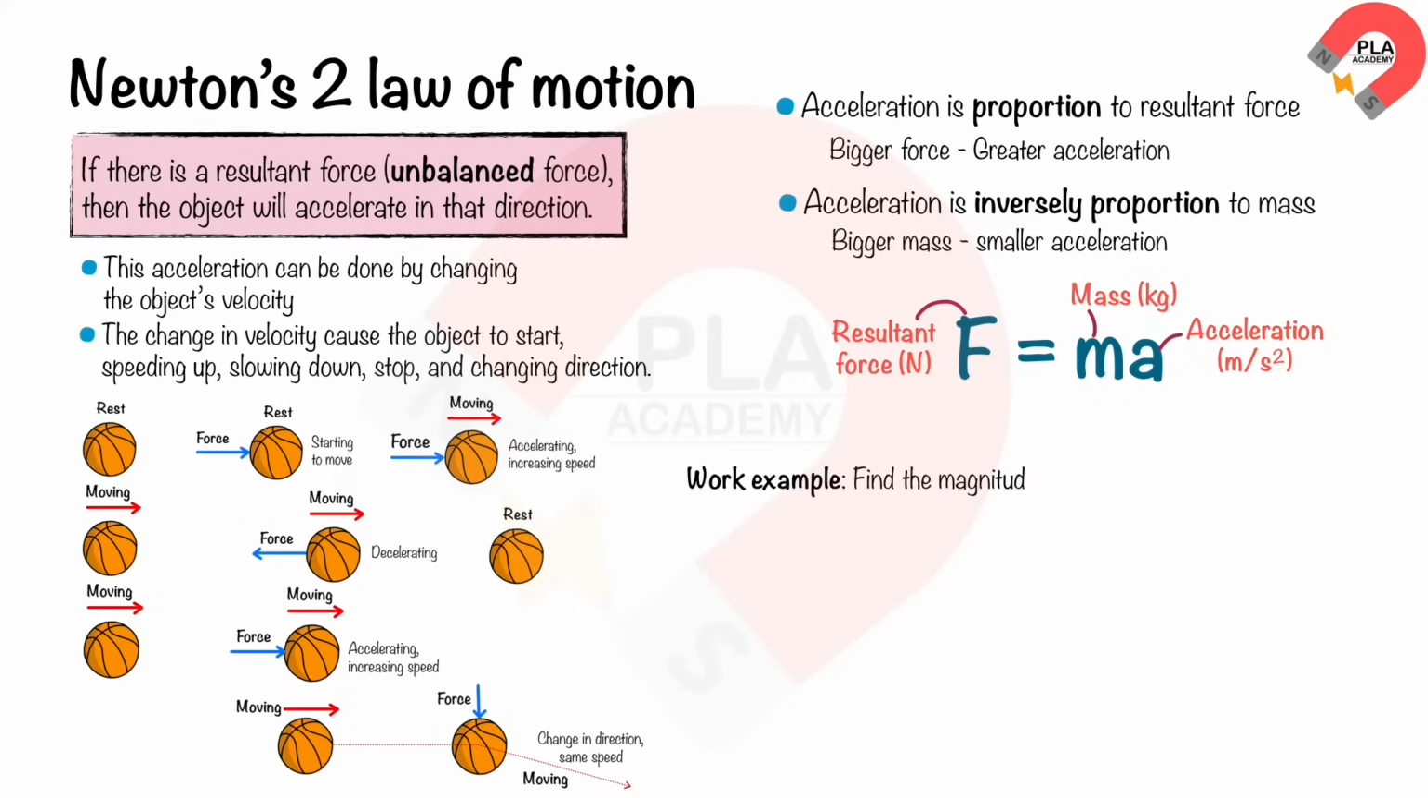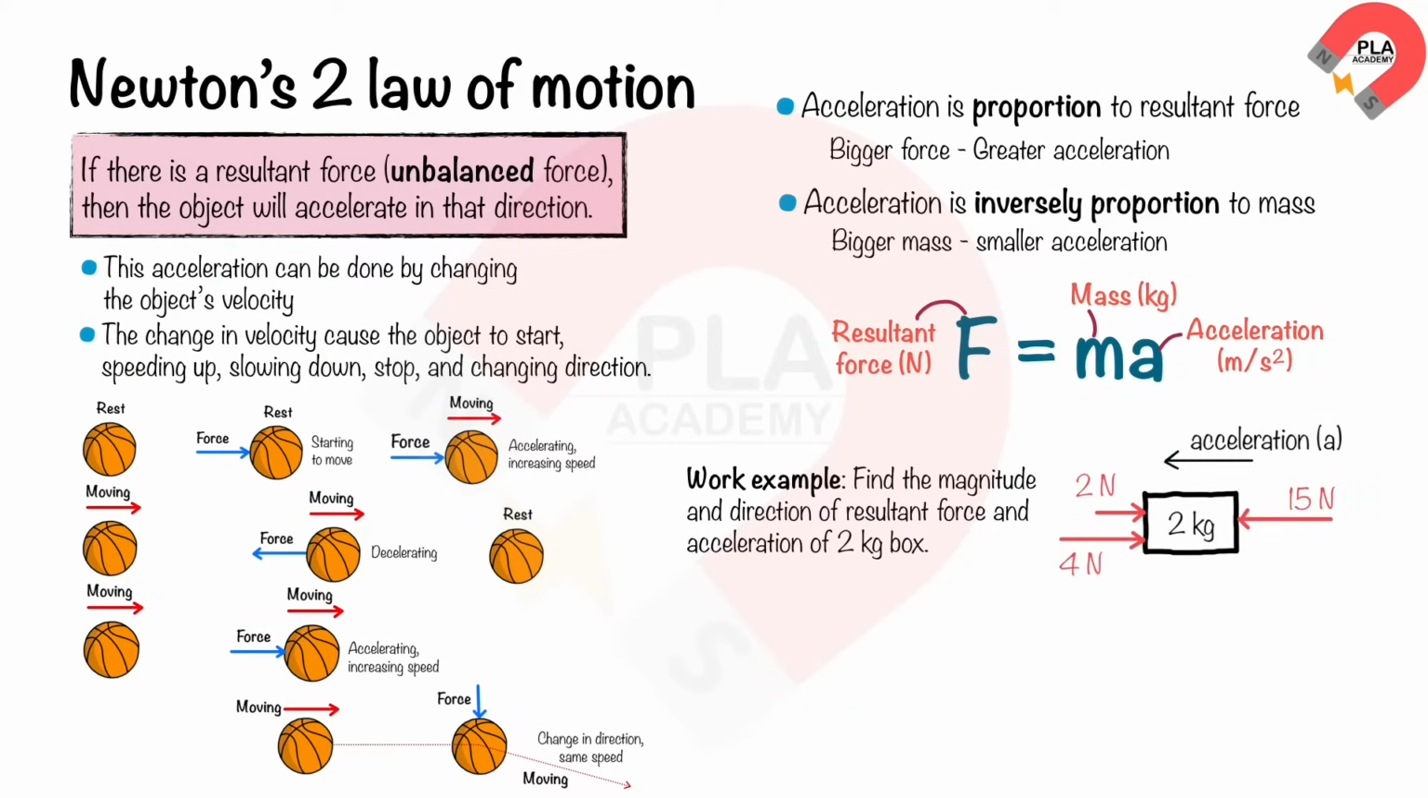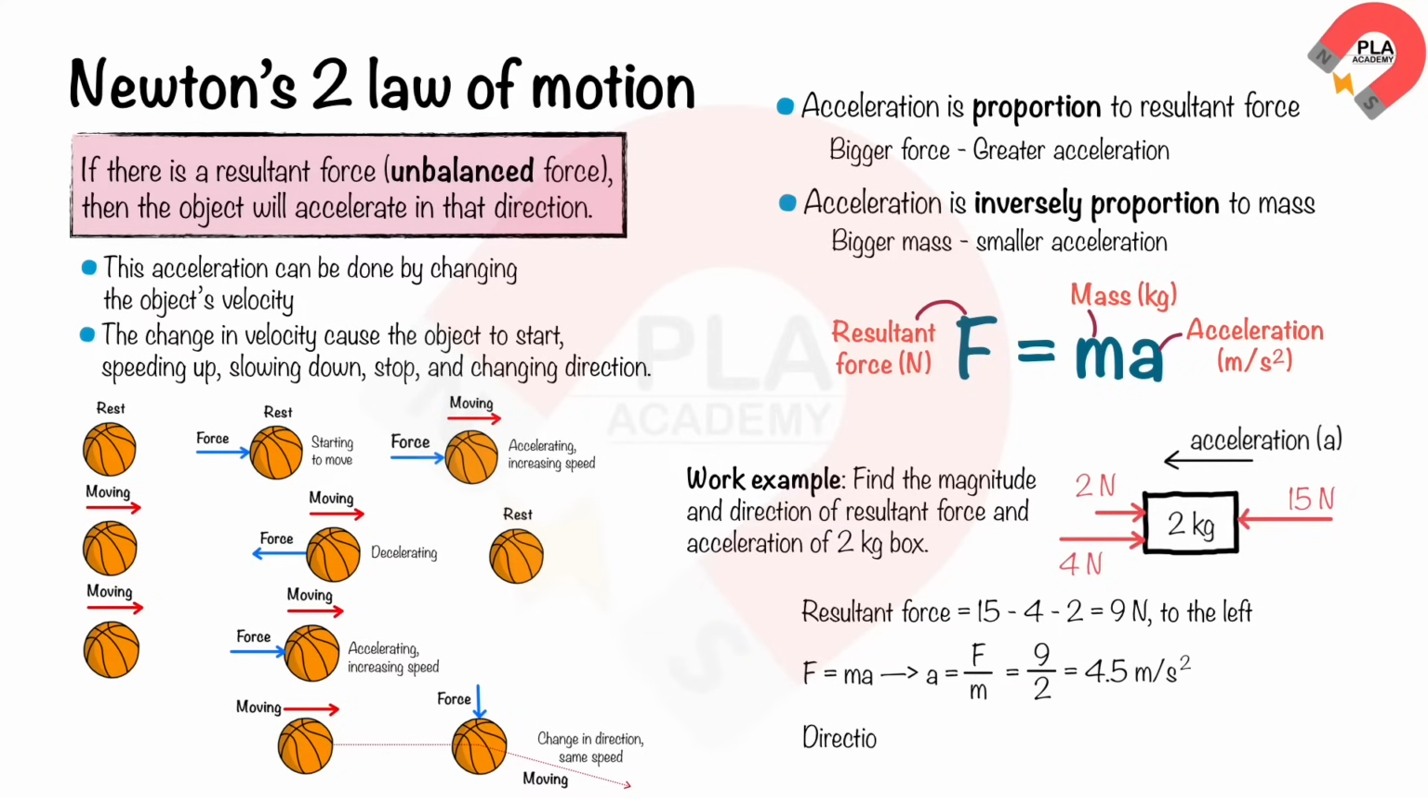For example, find the resultant force and acceleration of the box, with magnitude and direction as shown. The resultant force is found by subtracting the rightward forces 4 newtons and 2 newtons from the leftward force 15 newtons, resulting in 9 newtons to the left. Calculate the acceleration using F equals ma. Substitute F equals 9 newtons, mass equals 2 kilograms. Then a equals 9 divided by 2, which is 4.5 meters per second squared to the left.